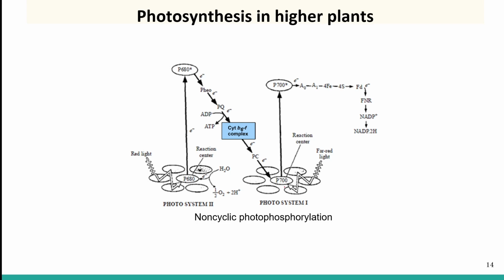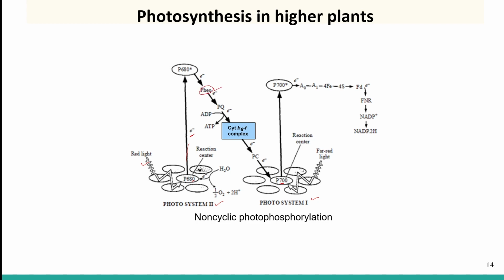So this is the flowchart of non-cyclic photophosphorylation. Here both photosystem 2 and photosystem 1 are involved. Photosystem 2 is activated by absorbing light of shorter wavelength, around 680 nanometer, and photosystem 1 is activated by absorbing light of longer wavelength, around 700 nanometer. Light is absorbed by the pigments present in photosystem 2, and the reaction center, which is made up of chlorophyll a, gets excited. It releases electrons, and the electron is accepted by the primary acceptor pheophytin.